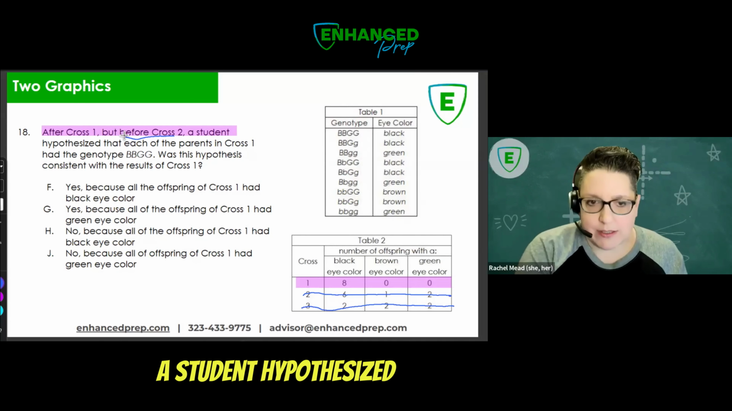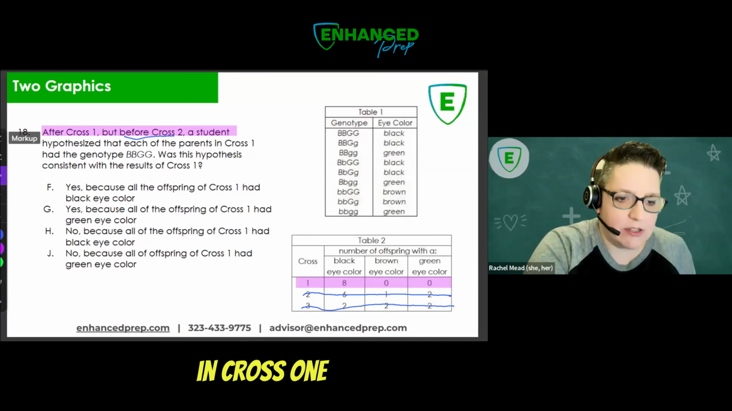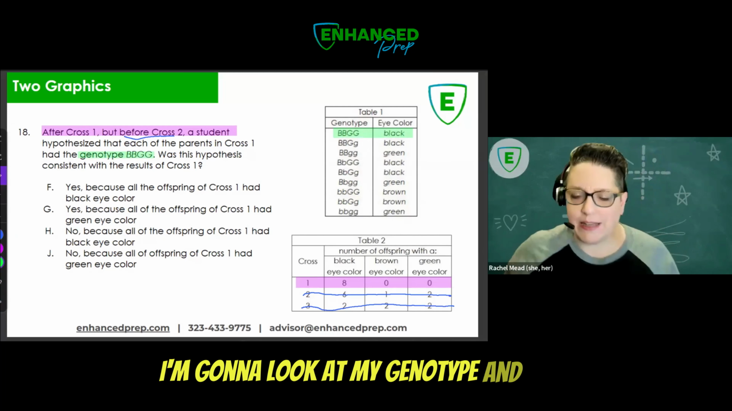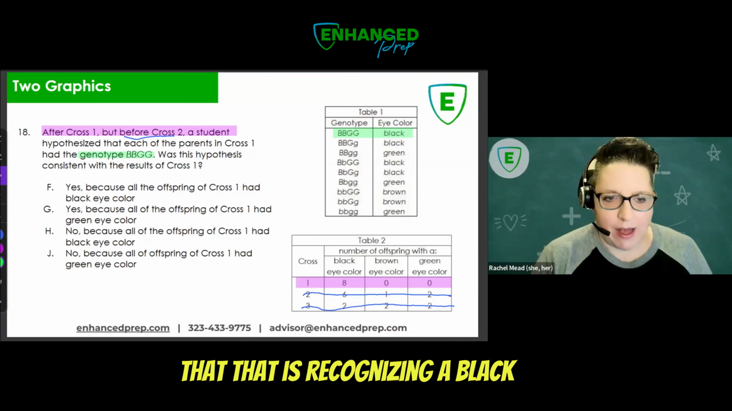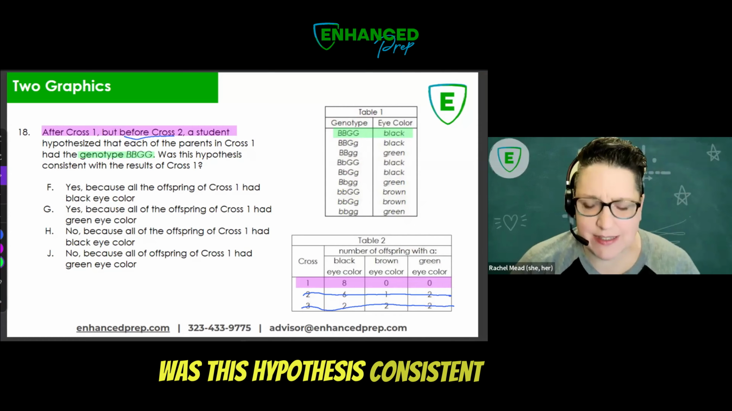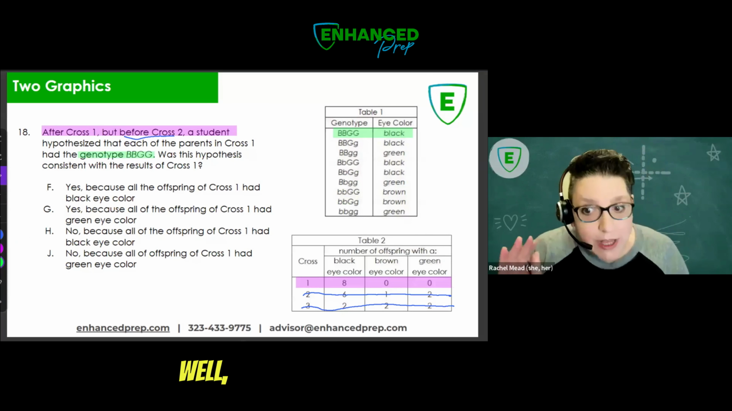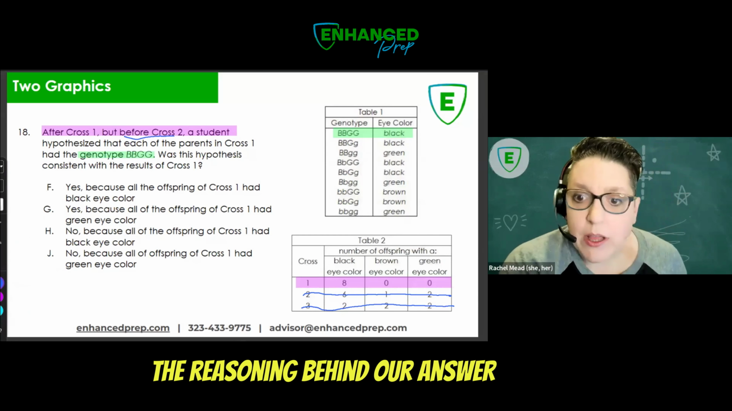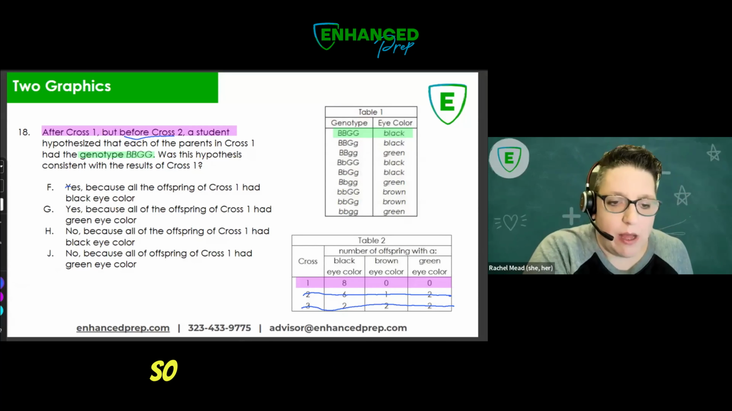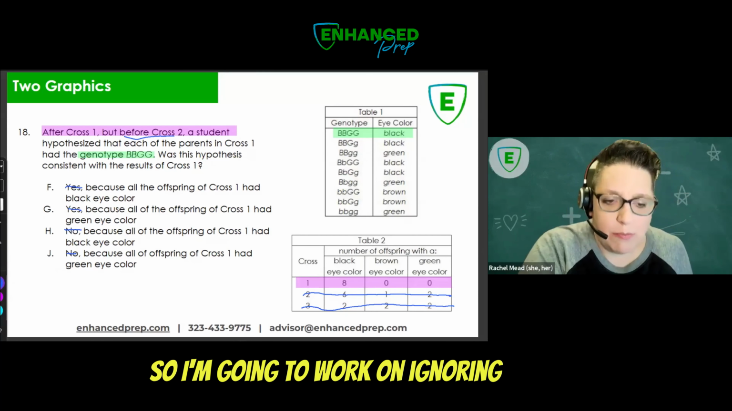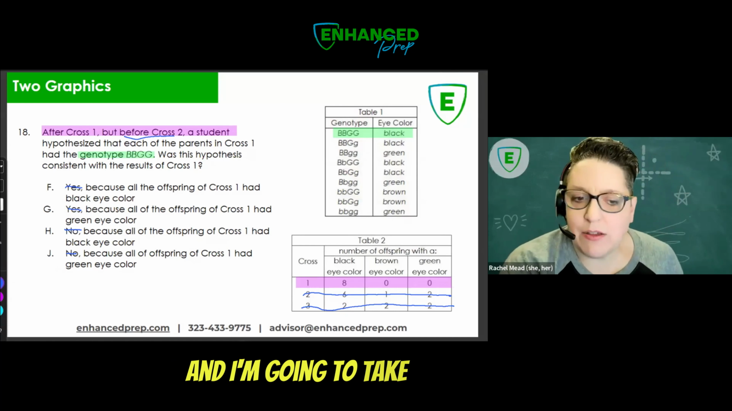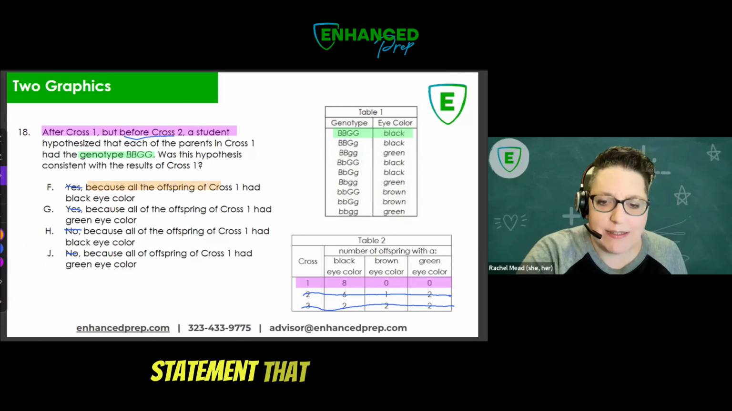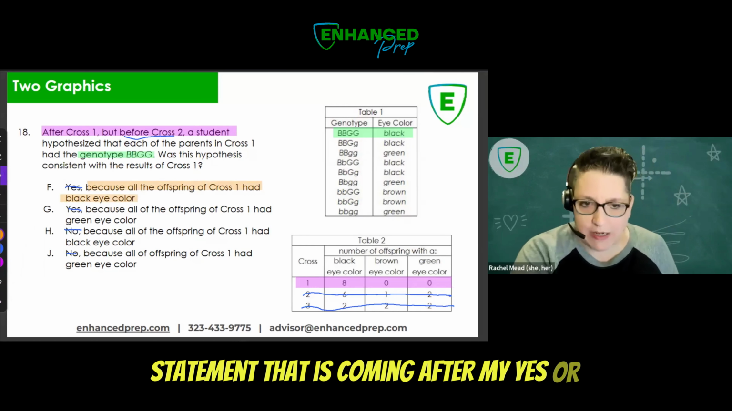A student hypothesized that each parent in cross one had genotype BBGG. I'm going to look at my genotype and I see that that is recognizing a black eye color. Was this hypothesis consistent with the results of cross one? Well, here's the insider secret, guys. The reasoning behind our answer is more important than the yes no. So I'm going to work on ignoring my yes no for a moment, and I'm going to take a look at my reasoning with this. And with the reasoning, I mean the statement that is coming after my yes or my no statement.